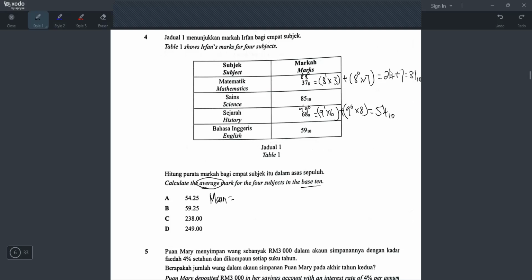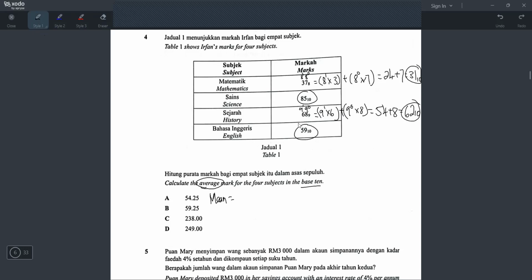The next one would be 9 power 1 times 6, which is 54. 9 power 0 times 8, you will get 8, because 9 power 0 is 1, and 1 times 8 is 8. So 50 plus 4 plus 8, I think you will get 62. Right? So after this, you will take all these values, plus them together, and then divide by 4.